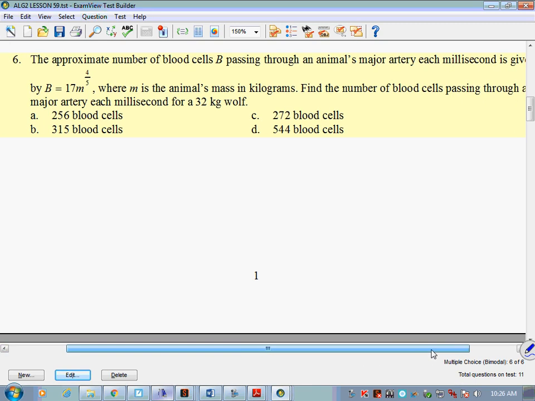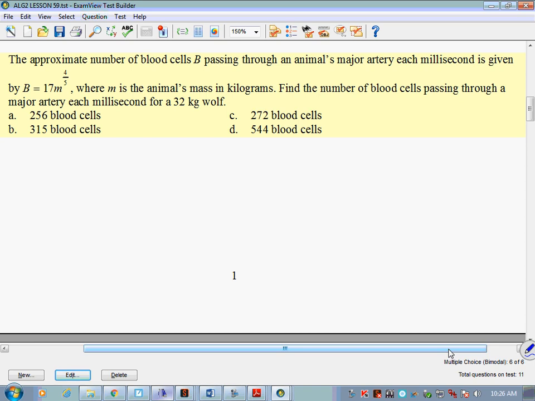All right, let's see what we can do with 6. Okay, the approximate number of blood cells B passing through an animal's major arteries each millisecond is given by B equals 17 m to the 4/5, where m is the animal's mass in kilograms. Find the number of blood cells passing through a major artery each millisecond for a 32 kilogram wolf. Okay? Mass. So what am I substituting in for m? 32. So what we're saying is that B equals 17 times 32 to the 4/5.